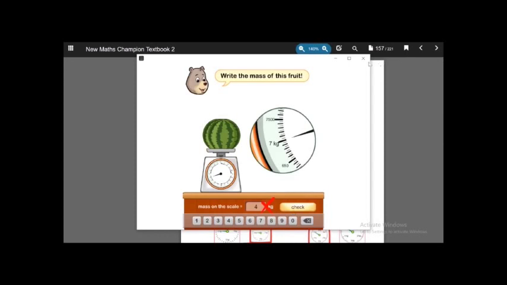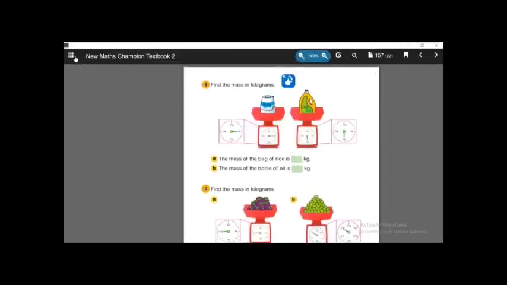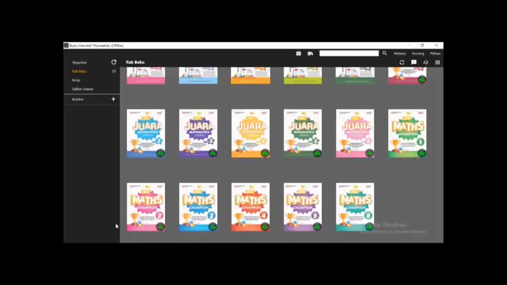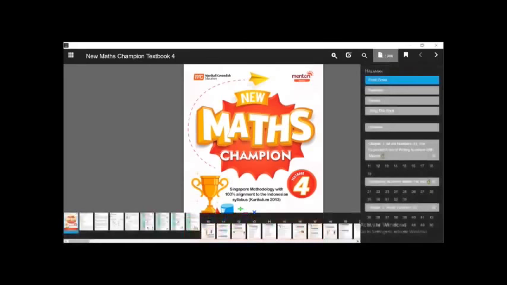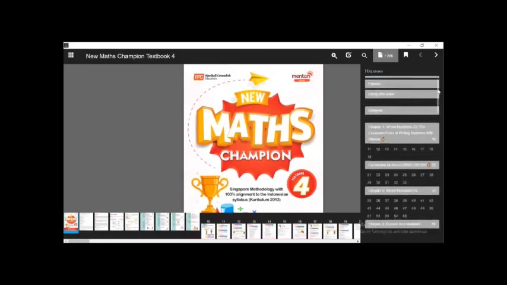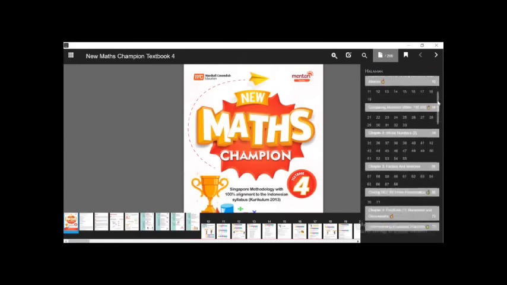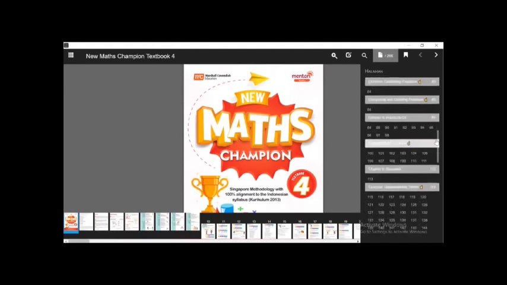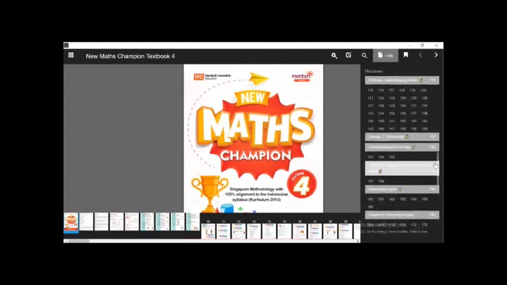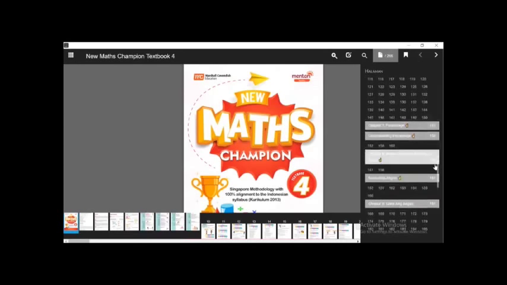Let's check the other level. Maybe we can check New Math Champion level 4. Yeah, this is New Math Champion level 4. And let's check the contents in this level. There are whole numbers, factors and multiples, fractions, decimals, percentage, and maybe we can check angles.